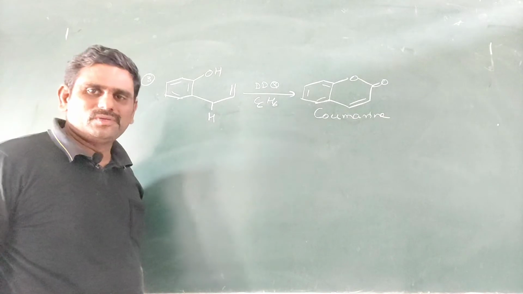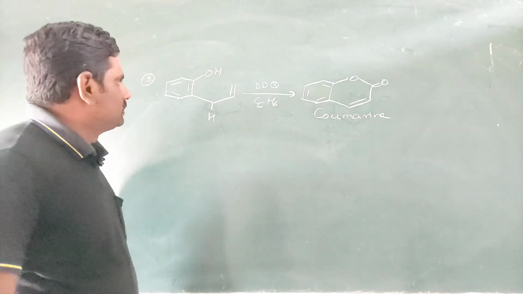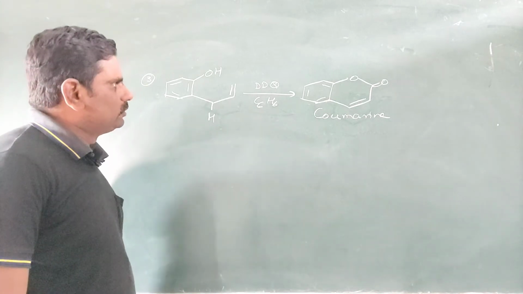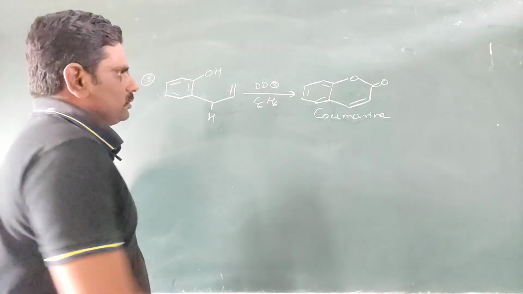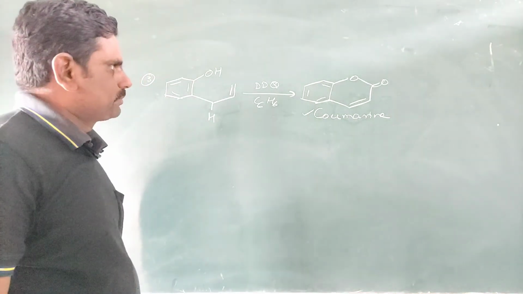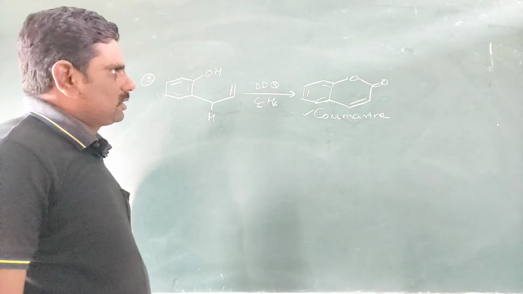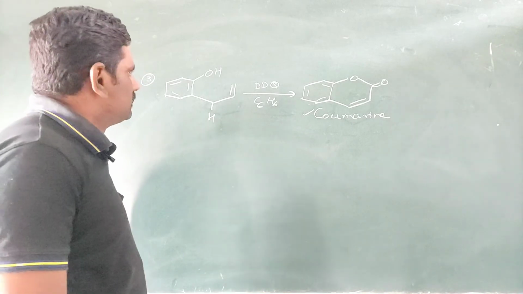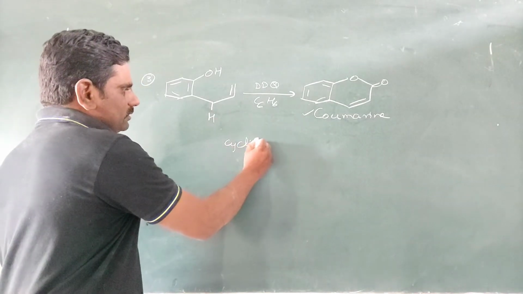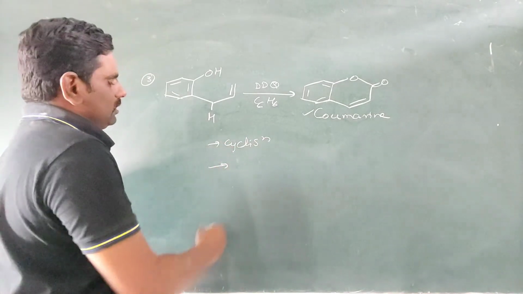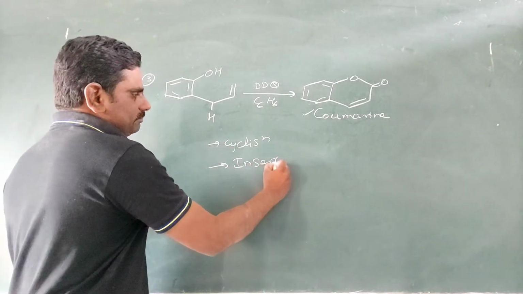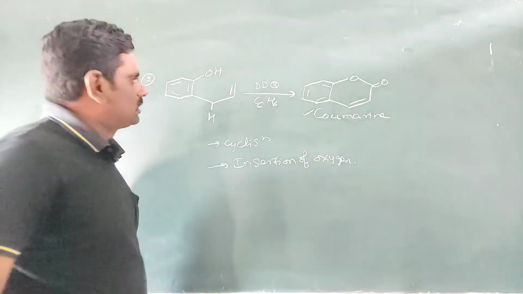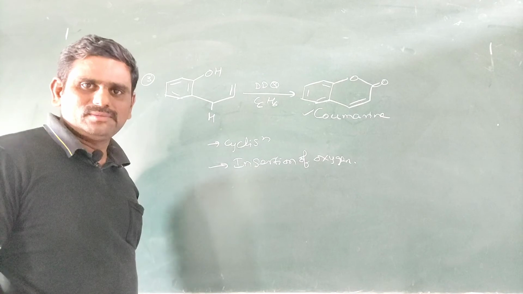So I am going to give you a small task. See, this compound in the presence of DDQ in benzene solvent, when you do reflux, you get coumarin. So I ask you, try to write the mechanism for this. In this, cyclization is involved and insertion of oxygen is also involved in the mechanism. So try to write the mechanism for this conversion.